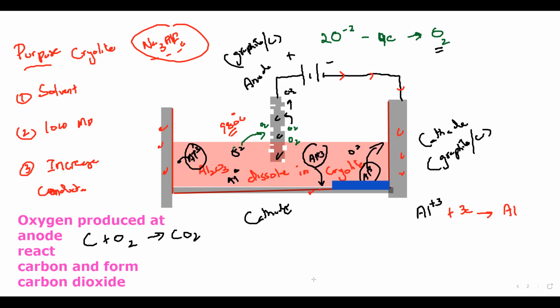Is it clear? The extraction of aluminium. The thing which you have to learn, you should be able to write the equation at anode, equation at cathode, why there is a formation of carbon dioxide.